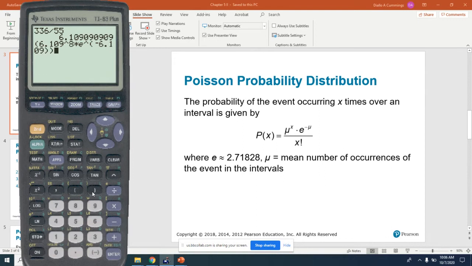I'm going to close off my exponential e function, and close off my numerator. We're going to divide by 8 factorial, and here again I'll put the denominator in a set of parentheses. For factorial, you have to go in math to probability. And you get 1.693. I'm actually going to write that out as 1.069.